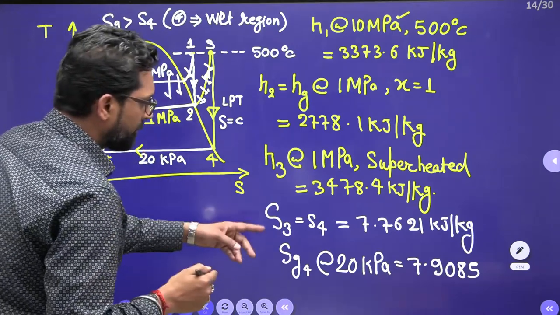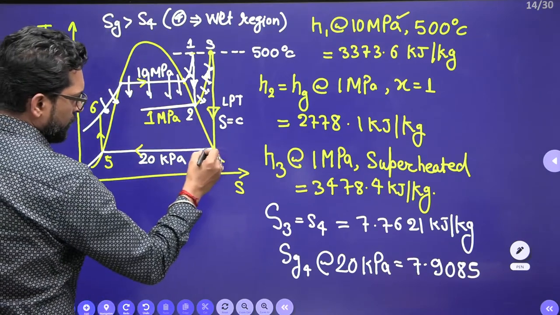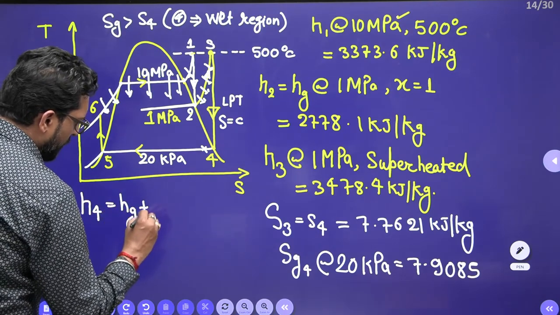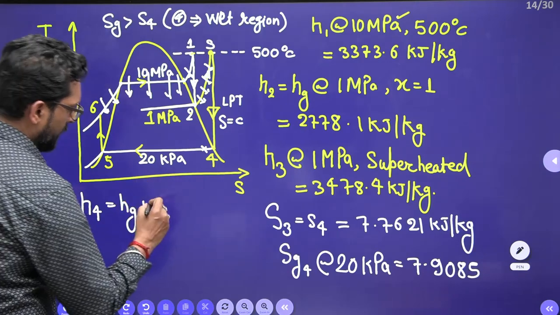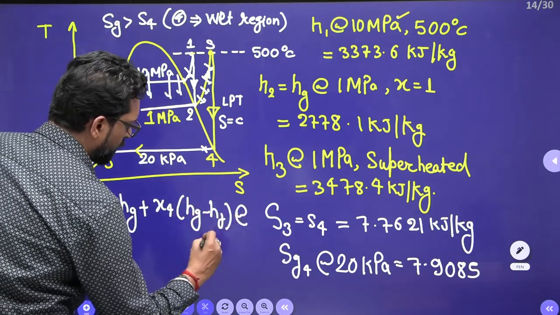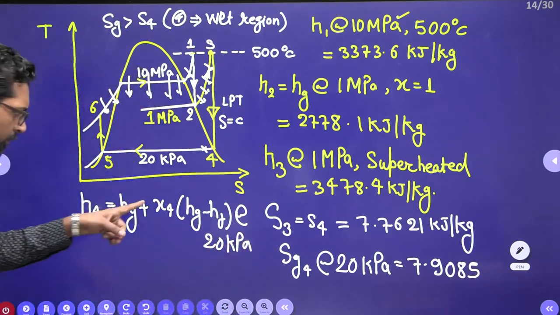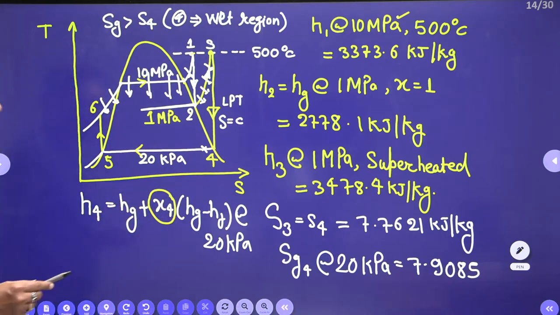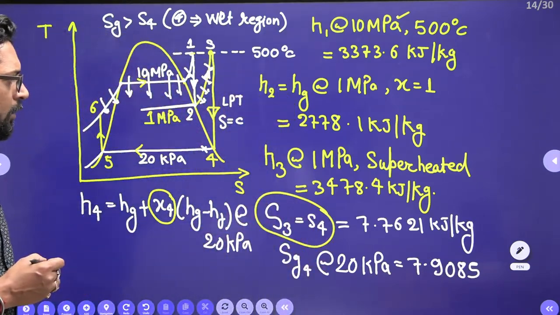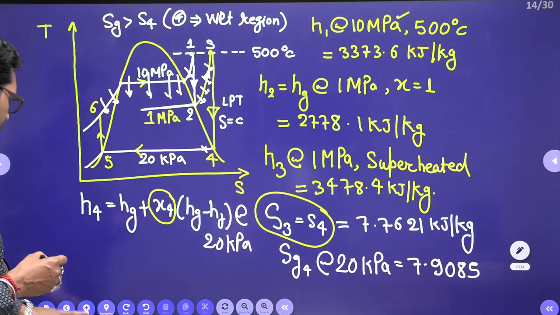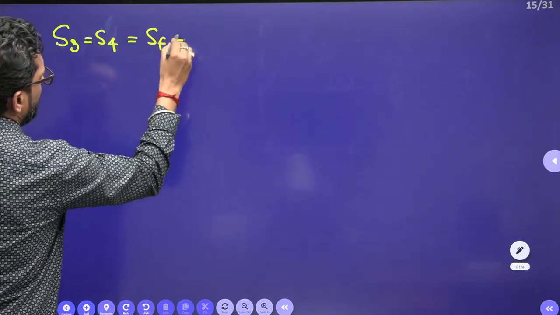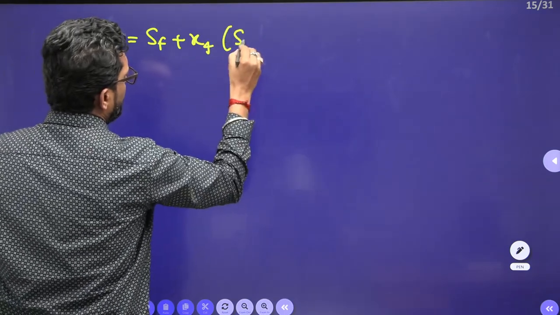So how can you determine H4? H4 is equal to Hf plus dryness fraction X4 times (Hg minus Hf) at pressure 20 kilopascal. So first you calculate the dryness fraction at this point. How to calculate it? Simple. S3 is equal to S4, and S4 is equal to Sf plus X4 times (Sg minus Sf).